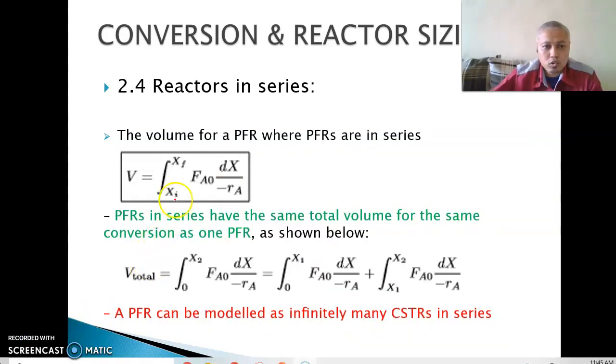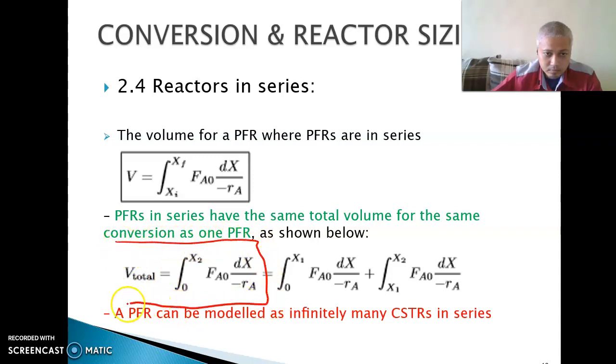Why is it not true for PFR? Because the formula for PFR is this one, and if we have a series of PFRs, V total equals this. So if we split into two PFRs, we will have 0 to x1, then x1 to x2. At the end of the day, it will become the same. The PFR can be modeled as infinitely many CSTRs in series.